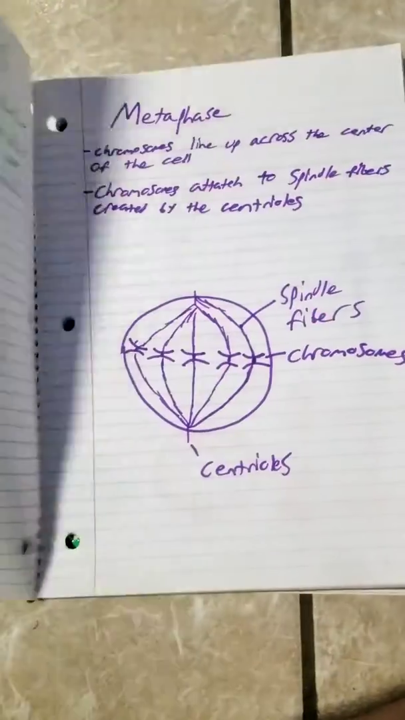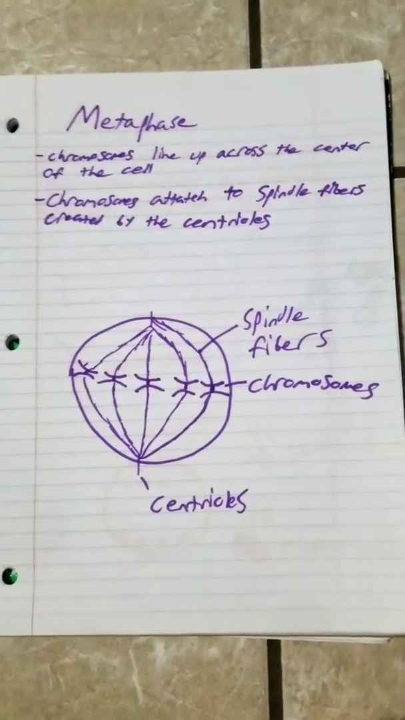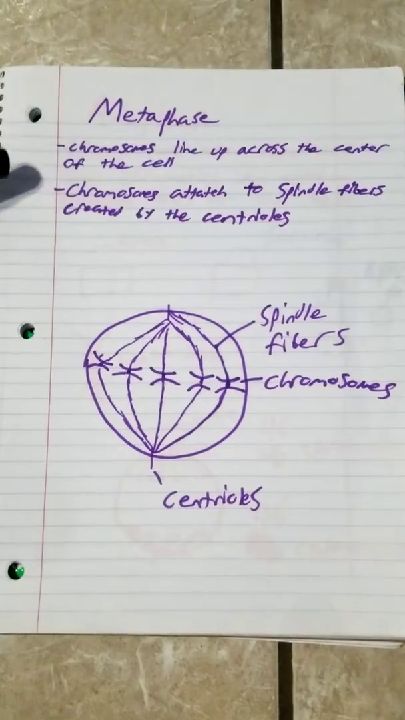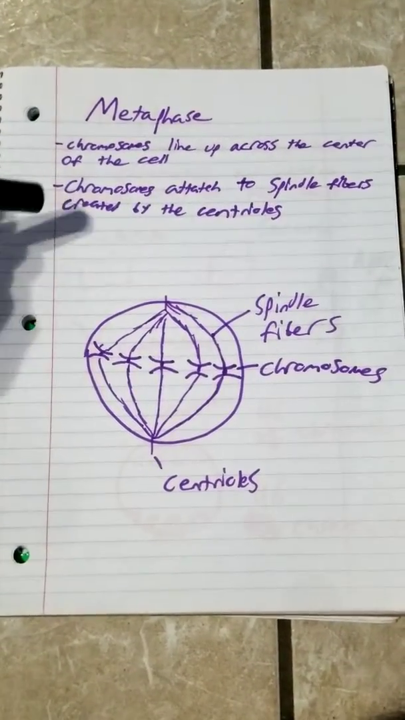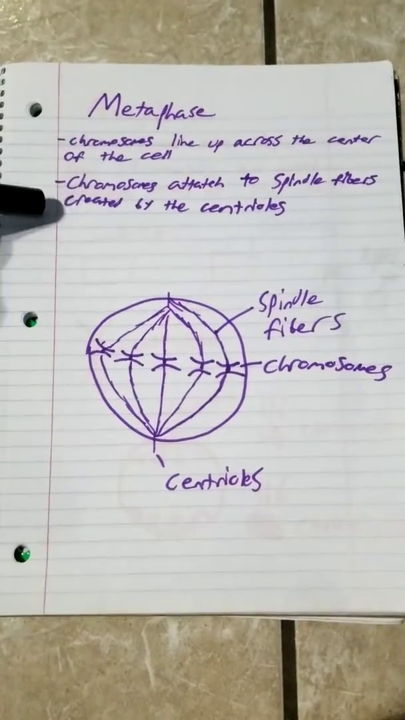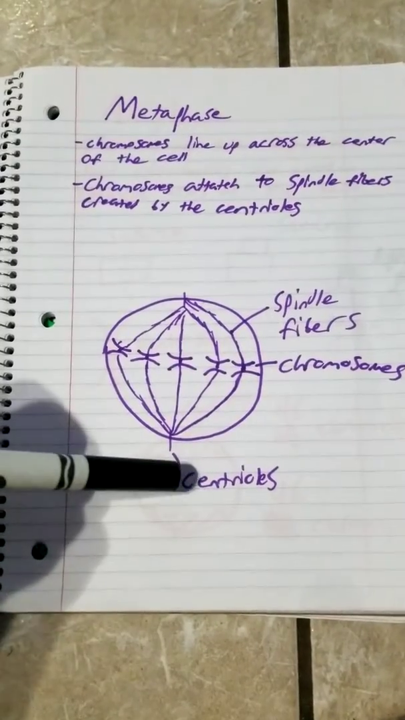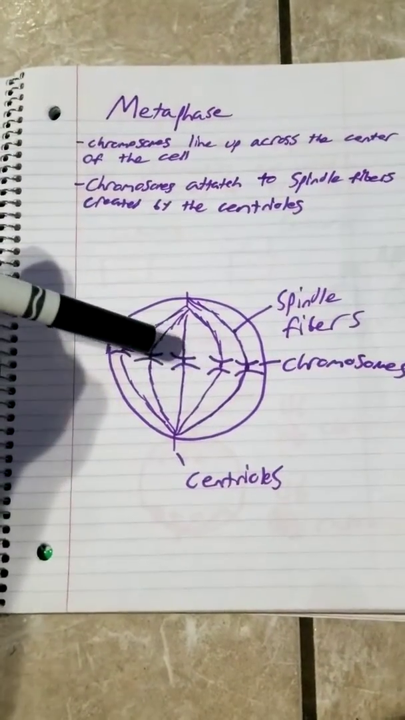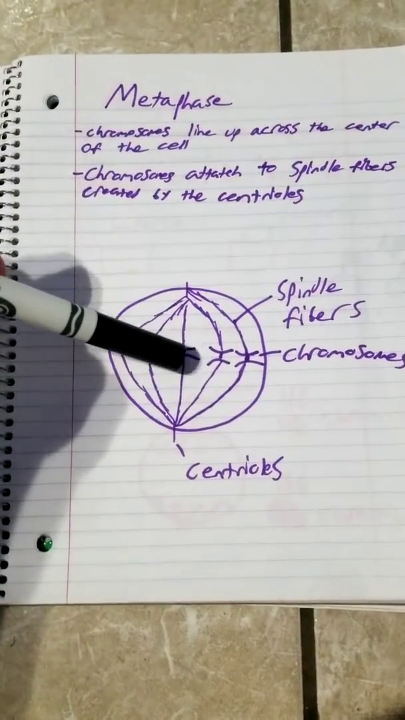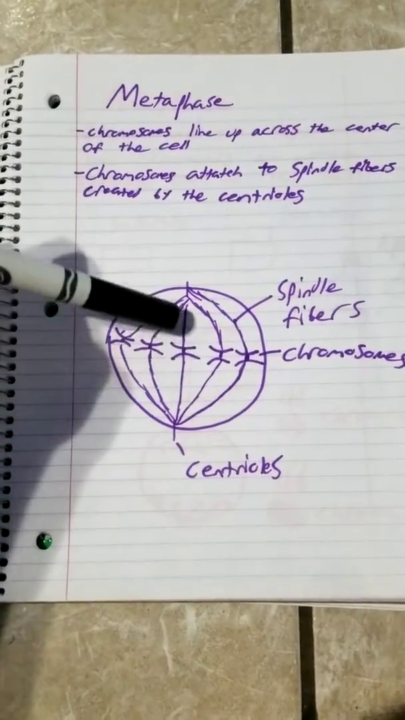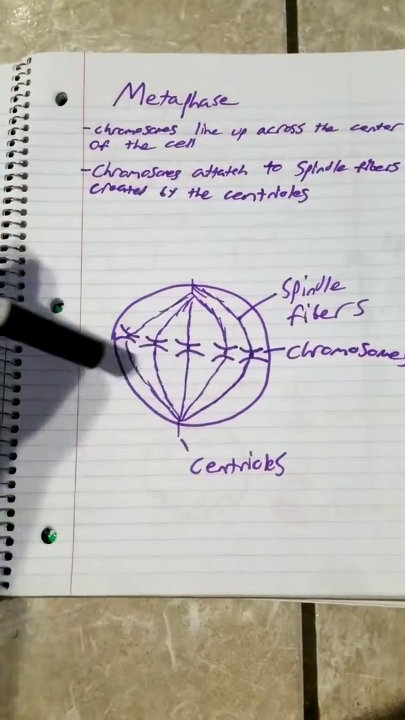Next up, we have metaphase. So what happens during metaphase? The chromosomes are going to align in the center of the cell. They're also going to be attached to spindle fibers created by the 2 centrioles on opposite ends of the cell. So here's our drawing, and here's what's going to be happening. Our 2 centrioles on opposite ends are going to be attached to these spindle fibers, and the spindle fibers are going to attach to the chromosomes, straight down the middle. And you see the chromosomes are all aligned perfectly just like this.